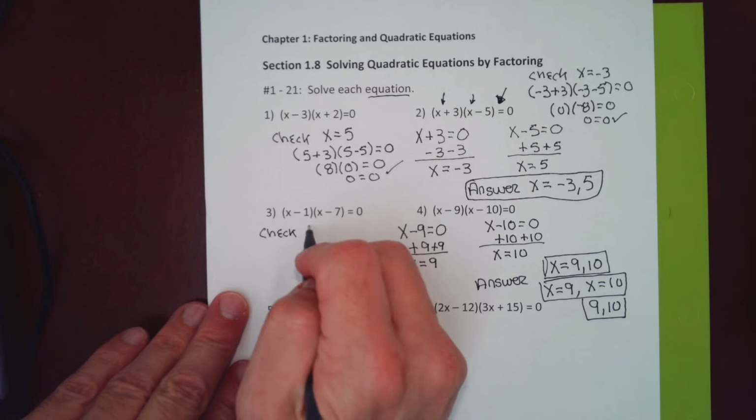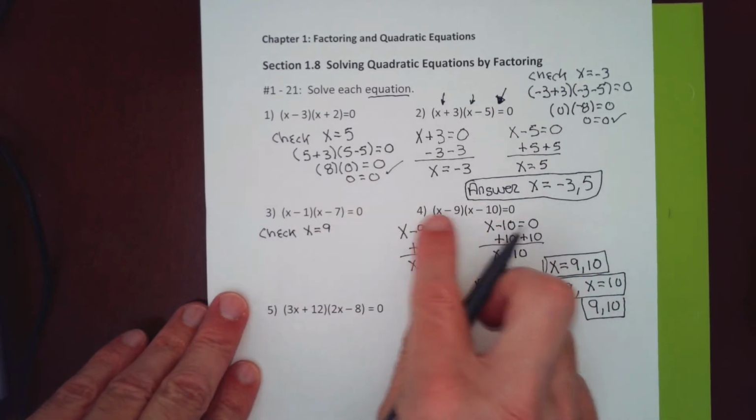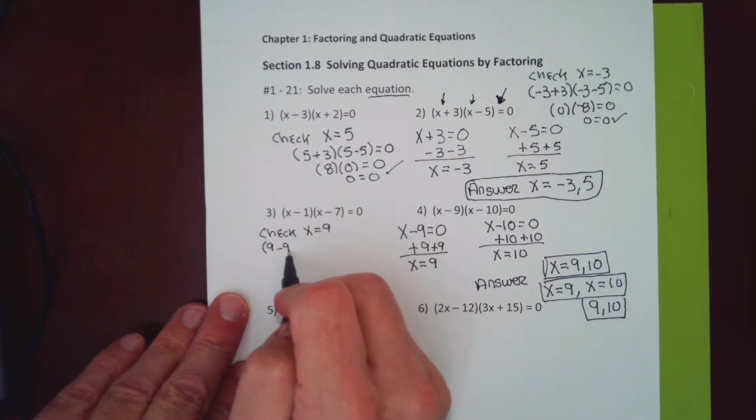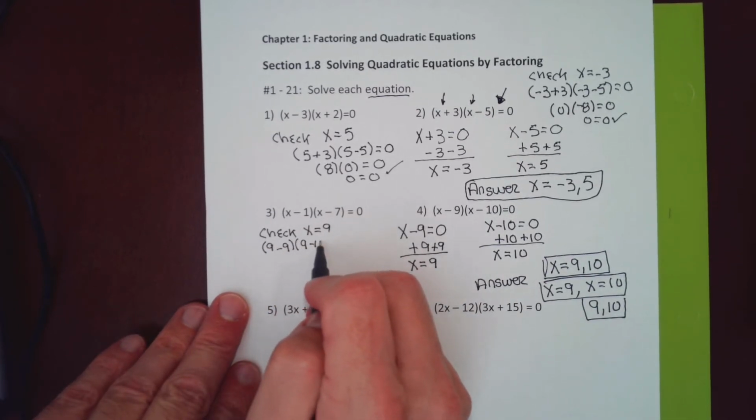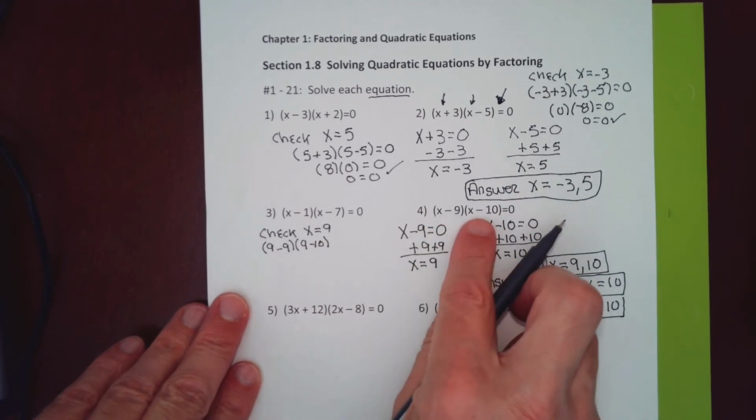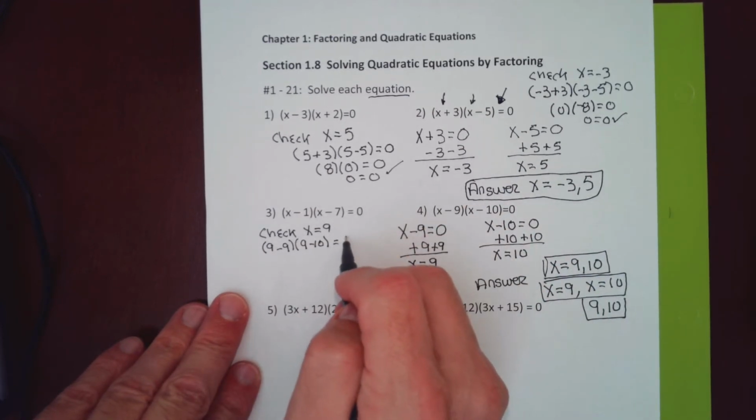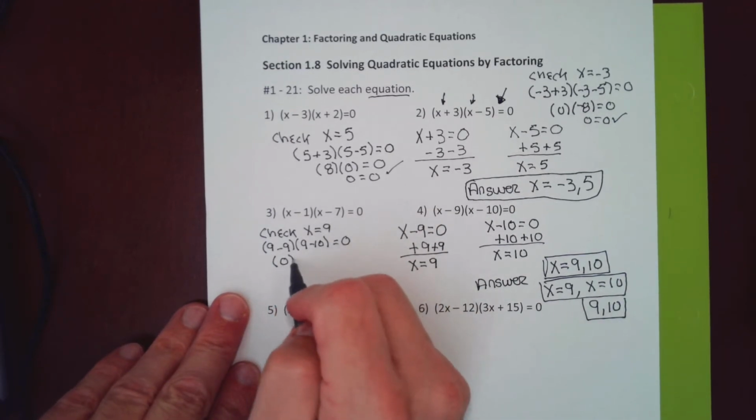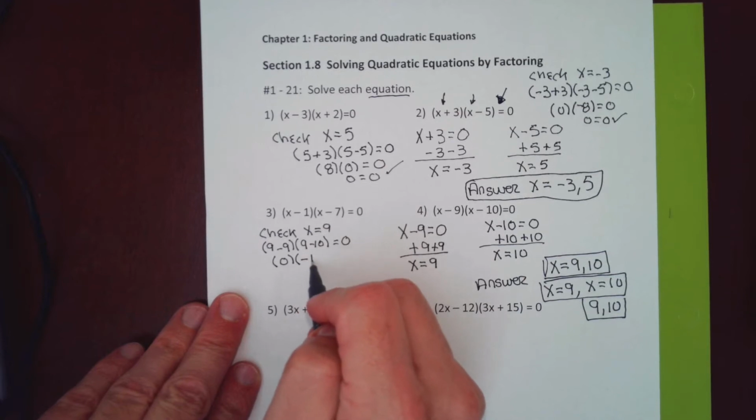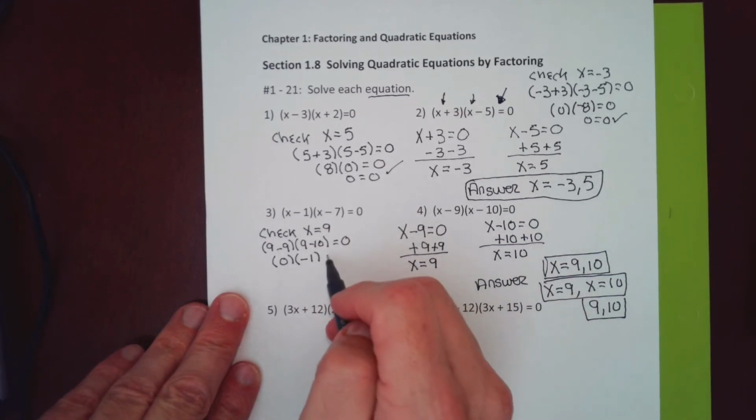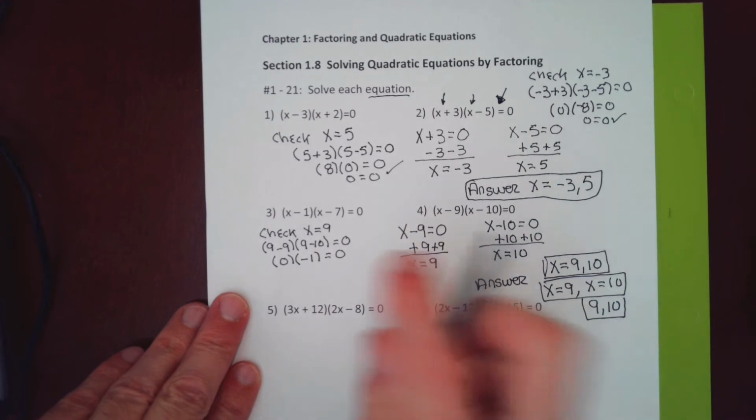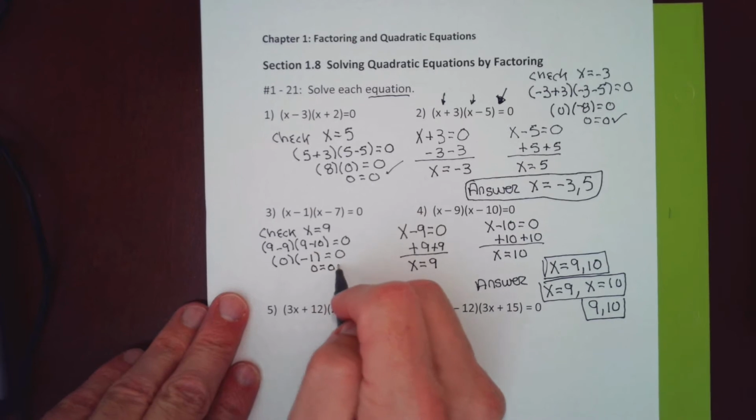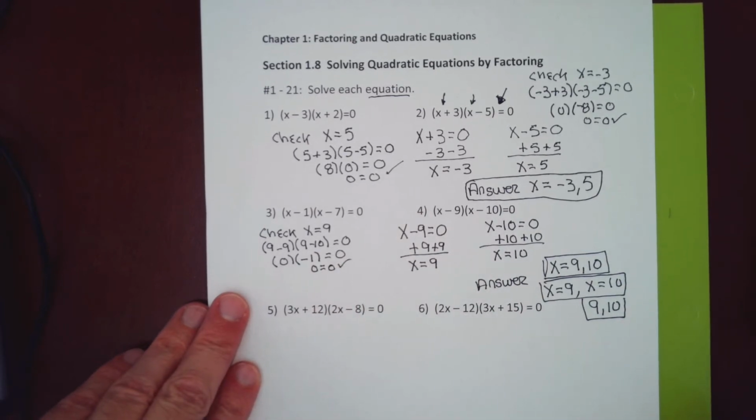If I wanted to check x equal to 9, I'd change both of the x's on the left-hand side. I'd go 9 minus 9 times 9 minus 10. That's what the left side would be if I change both x's to 9. For my answer to be right, the left side has to multiply out to be 0, and it will, because inside the left parentheses, 9 minus 9 is 0. Inside the right parentheses, 9 minus 10 is -1. And 0 times anything is 0. So when I plug in 9, I get a correct check.